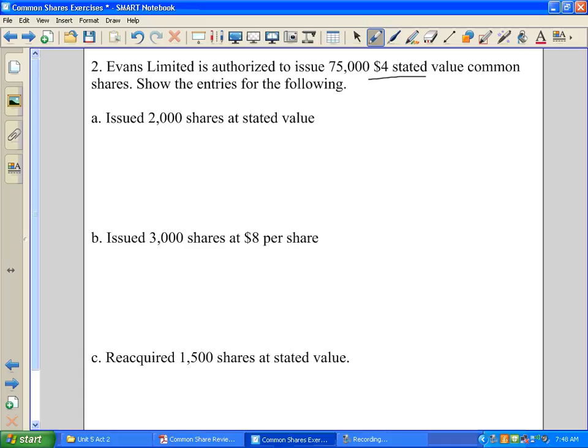So in example A, Evans Limited issued 2,000 shares at stated value. Well, that's actually pretty straightforward. Bank, again, we're dealing with just common shares. There are preferred shares, but that will come up in the next example. For common shares, we just take the 2,000, multiply it by 4, and that gives us $8,000.